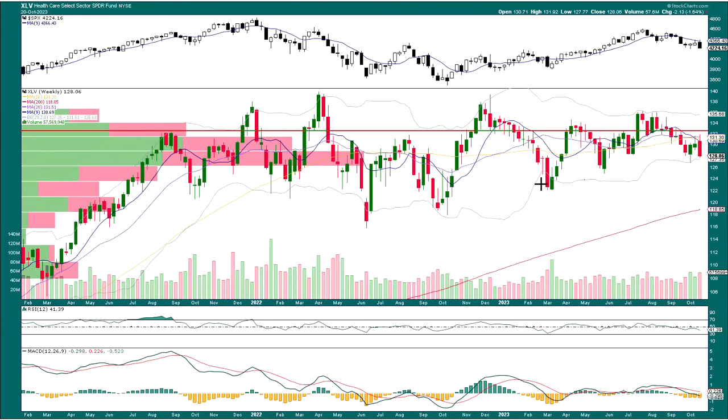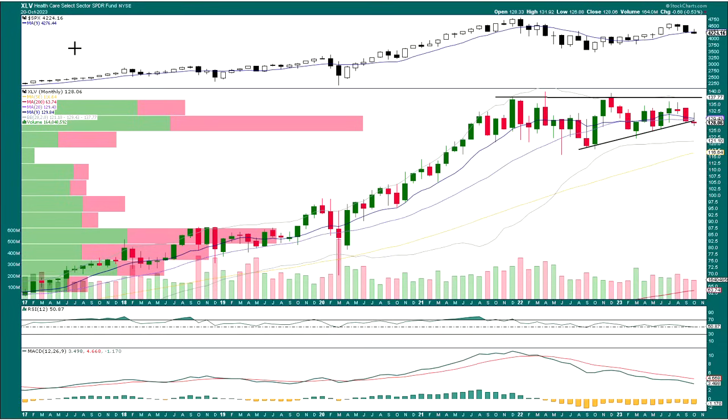The health sector weekly time frame, definitely holding in better than a lot of these other charts, but still showing some weakness down here. A lot of chop. I think there's better places to put your money. XLV, health sector, this is the monthly time frame. You can see this candle right here closed outside of my wedge last month. I want to see this 9 and 20 turn down if they do want to move lower. That MACD is cooling off nicely.